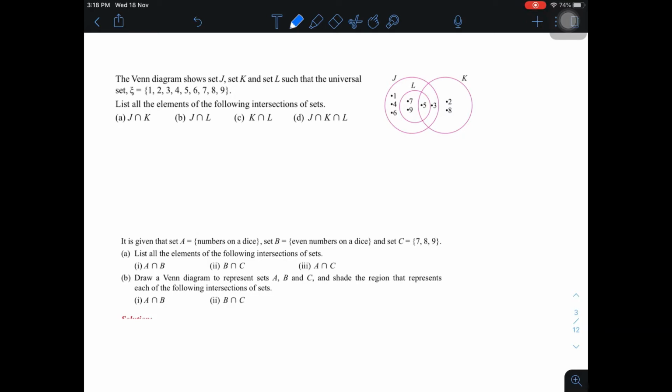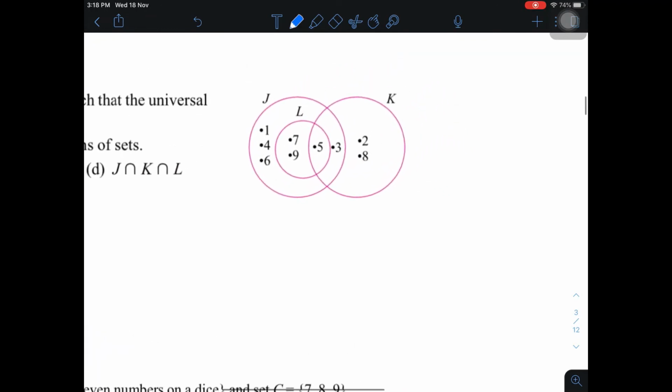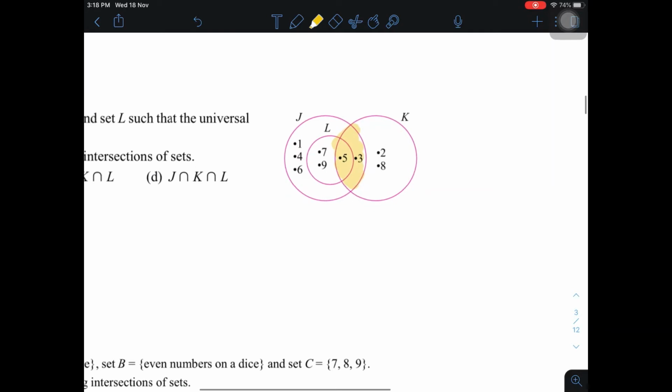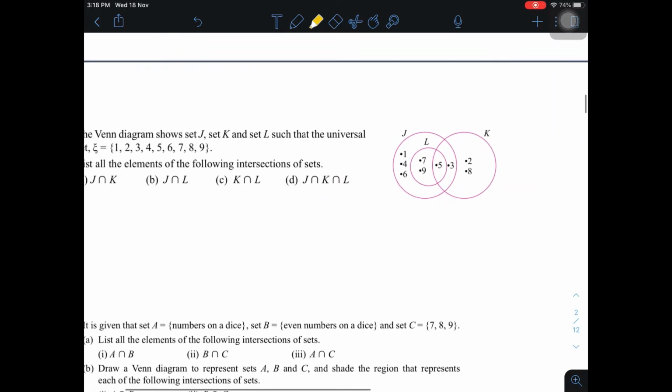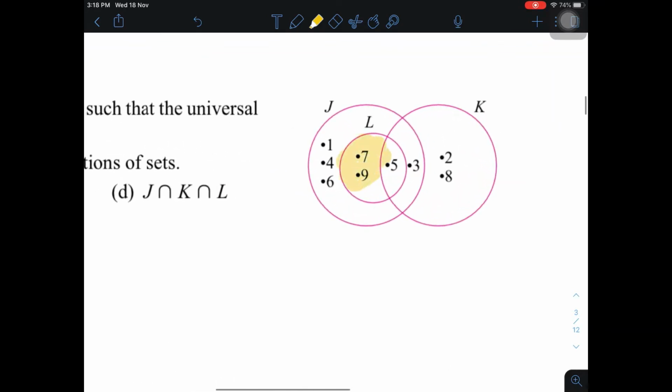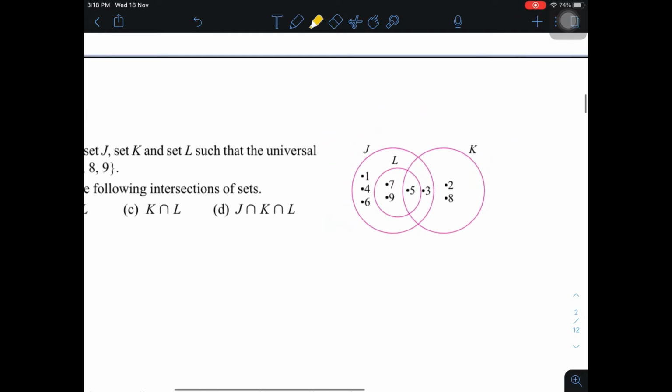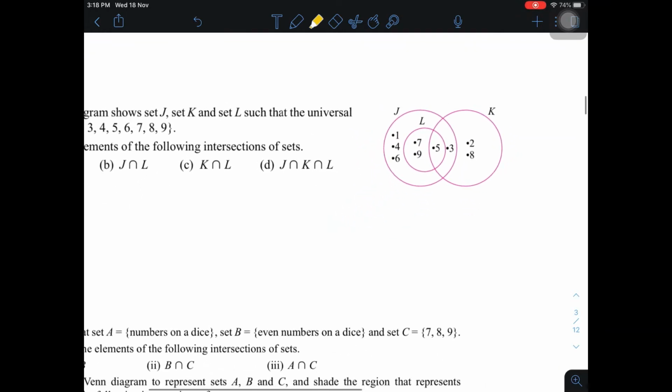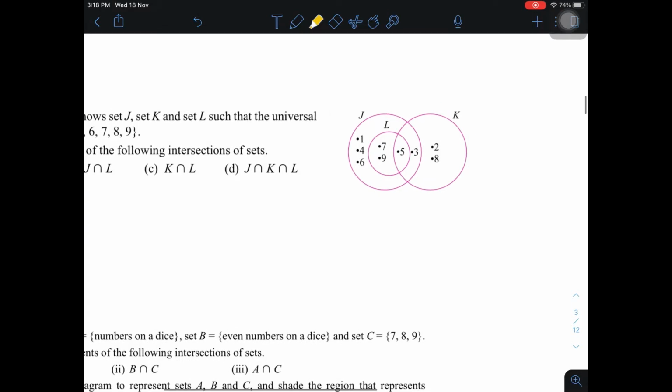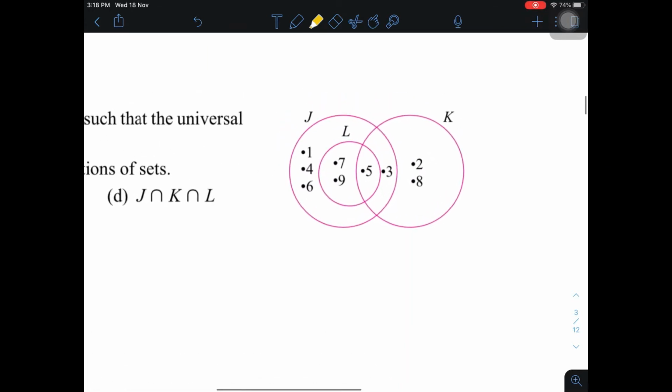The intersection of J and K. If you look at it, it will be 5 and 3. Okay? The intersection between J and L would be here, which is L. You can look at the previous visual aid we produced for you, so that's for easy understanding. So what's the K intersection with L? K intersection with L would be 5 only. Alright? And what's the intersection between J, K, and L?